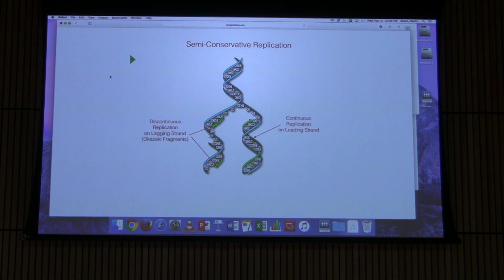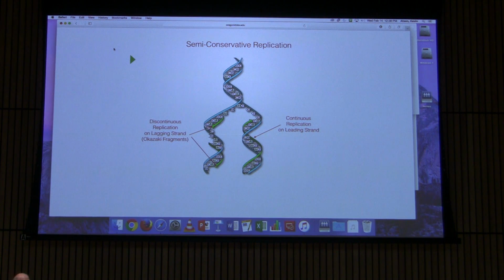Semi-conservative replication means what I just told you, and it occurs by the reading of one strand by a DNA polymerase to make the other strand. Okay? That's what happens during semi-conservative replication. We're going to see here this thing on the left that's interesting.